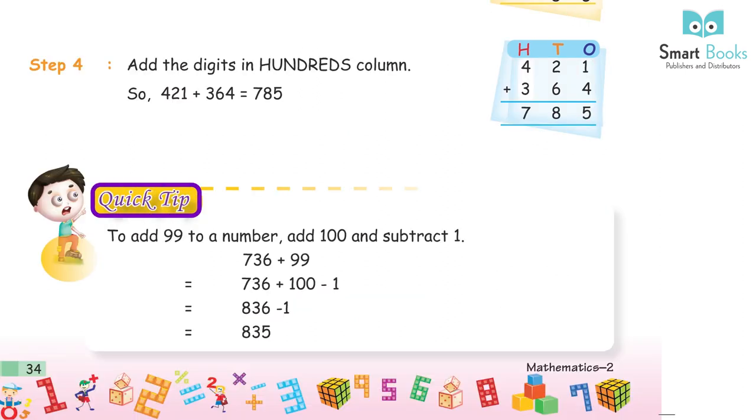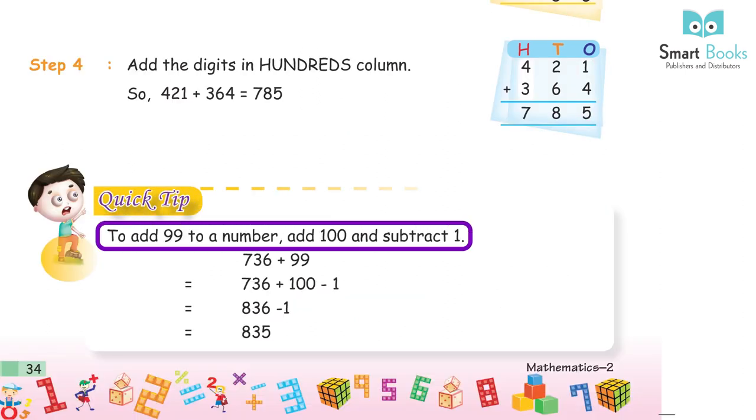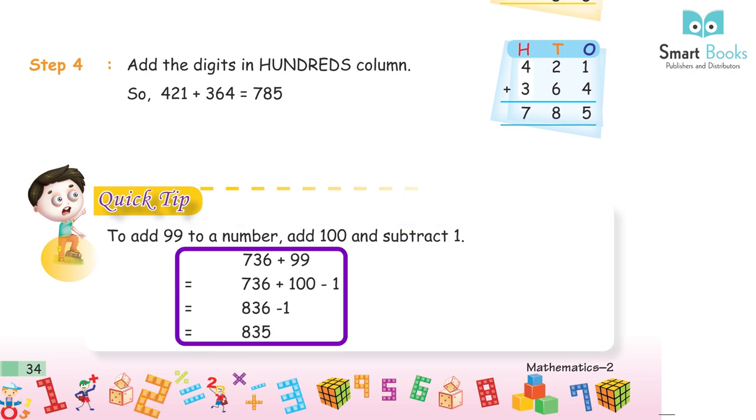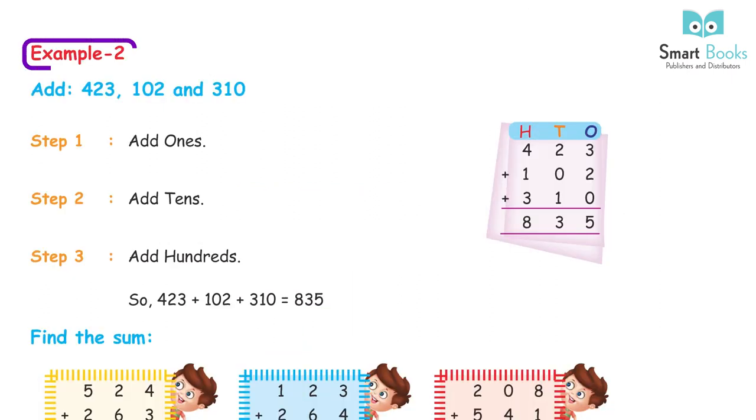785. Quick tip: to add 99 to a number, add 100 and subtract 1. 736 plus 99 is equal to 736 plus 100 minus 1, is equal to 836 minus 1, is equal to 835.